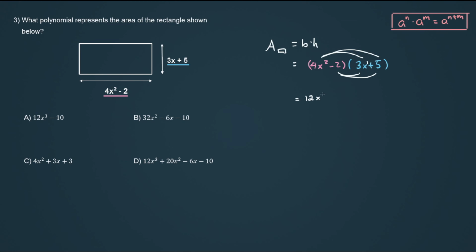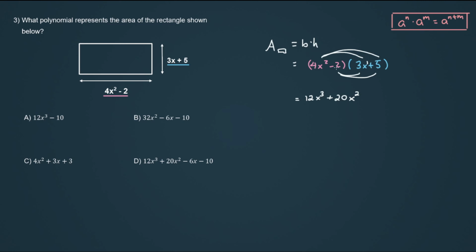So 2 plus 1 is 3. Okay? Now 4x squared times 5, we're going to multiply those numbers together, right? 4 times 5 is 20. Here I have x squared. Here I don't have any x's, so there's nothing to really do with the exponent, so it's just 20x squared. We just leave this x squared as it is.